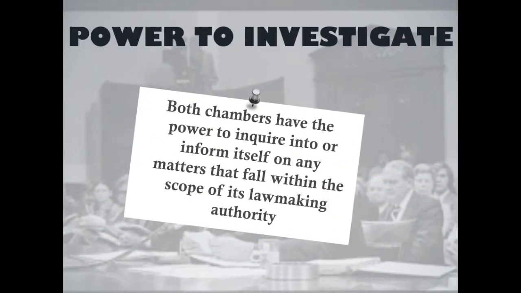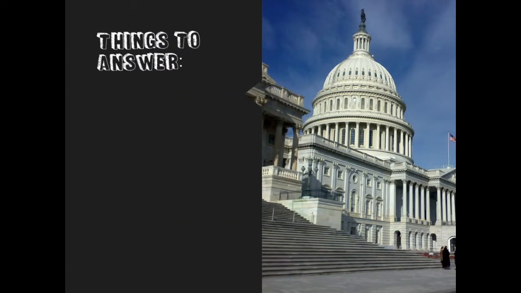Congress has the power to investigate, to inquire into or inform itself on any matter that falls within the scope of its law-making authority. Like the other powers, this authority is implied by the Constitution's grant of the legislative power to Congress in Article 1, Section 1. Both the House and the Senate exercise that power through the standing committees and their subcommittees, and often through special committees as well. This concludes Powers of Congress.